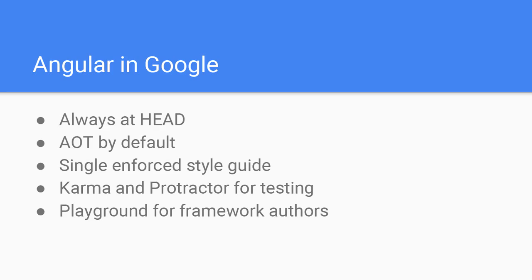So let's talk about Angular in Google. Angular teams, this is obviously the new Angular, in Google use AOT by default, and I'll talk in a second a little more about AOT if you haven't heard about it, but it's on by default. We have a single enforced style guide. So one style guide, everybody follows it. It takes away a whole set of discussions about how to name your files, how to structure your project. The discussions come up front when you're writing a style guide, but once it's written, we just all follow it.